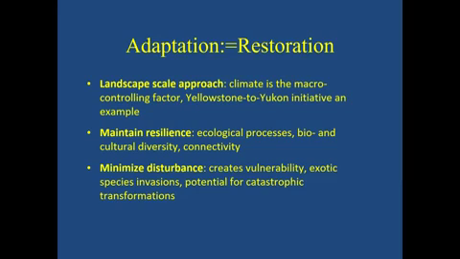Maintain resilience. Ecological processes are key to keeping ecosystems together and working together, like soil formation, for example, and hydrological processes. Resilience also helps maintain biological and cultural diversity, and connectivity is another feature of maintaining resilience. Minimize disturbance. Disturbance creates vulnerability, opportunities for exotic species invasions, risk to transformation, especially rapid shifting across thresholds, catastrophic transformations.